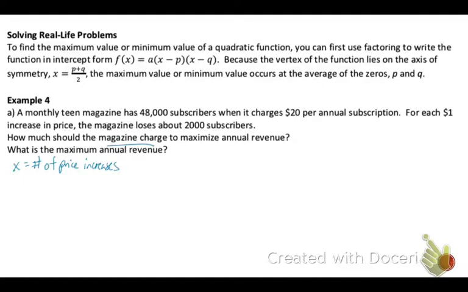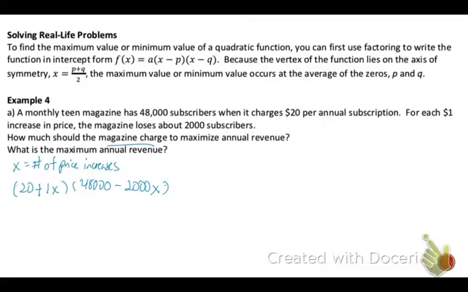Now we can set this up as a quadratic, but a little different than what you might imagine. I'm going to open 2 sets of parentheses. Now I'm going to put my values in. So notice that the first set of information was that when the subscription was $20, we had 48,000 subscribers. And then with each $1 increase, we lost 2,000 subscribers, so 2,000 per increase.